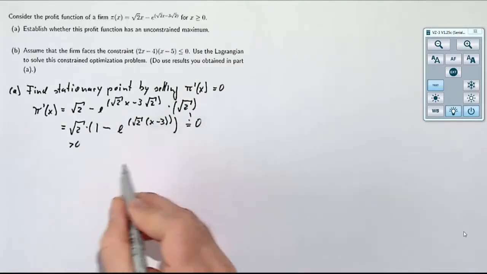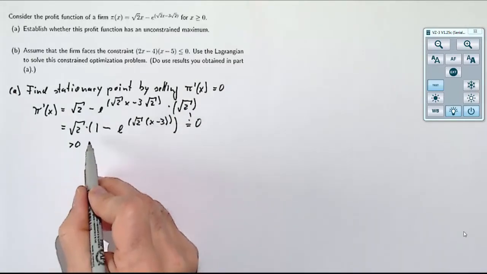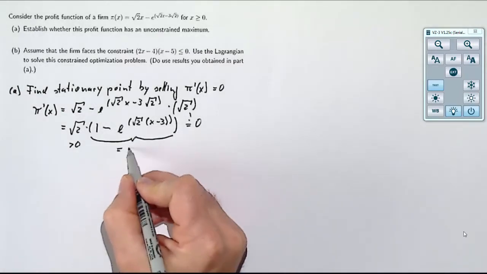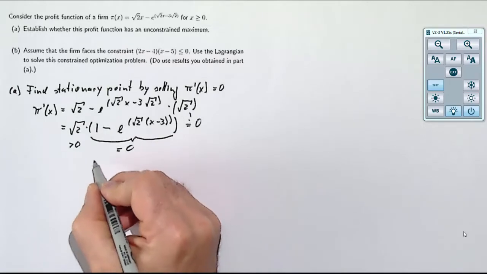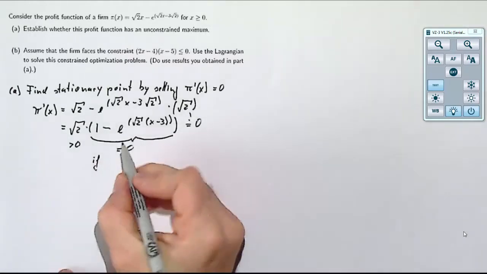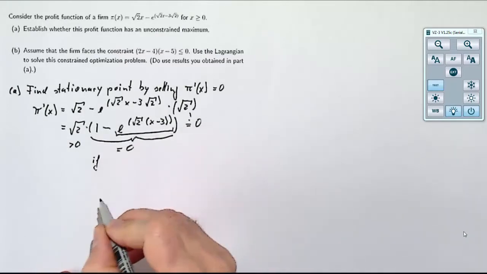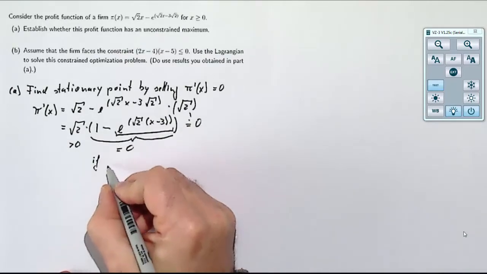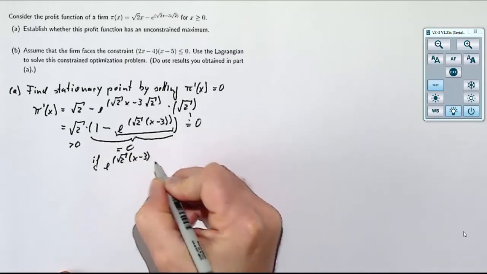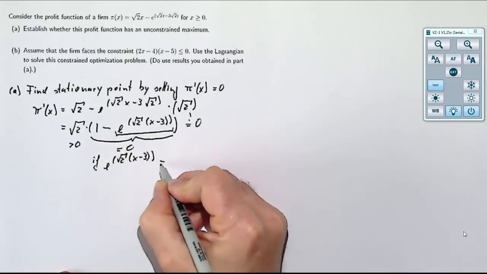So here we have a product. Now that first term, square root of 2, is of course just larger than 0. So to get a first derivative of 0, this term has to be 0. And this term is 0 if the exponential part is equal to 1, because it reads 1 minus that exponential function. So we want the exponential function to be equal to 1.